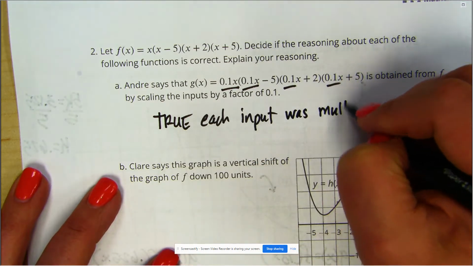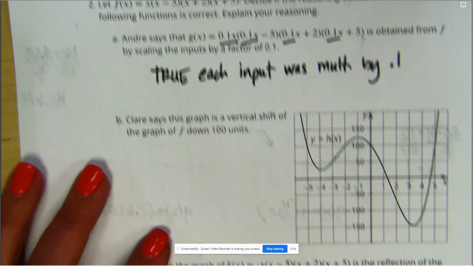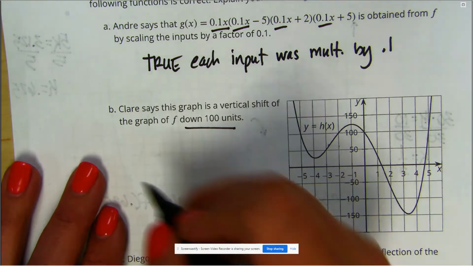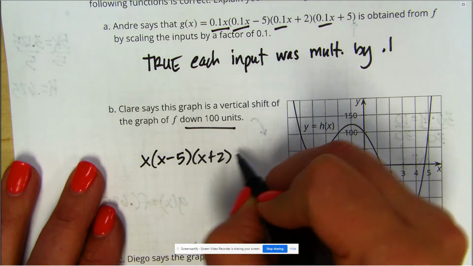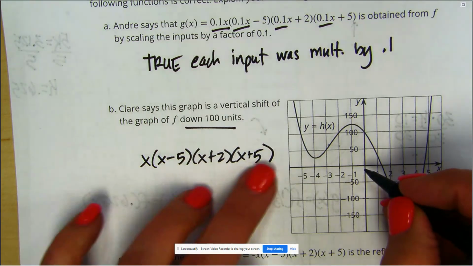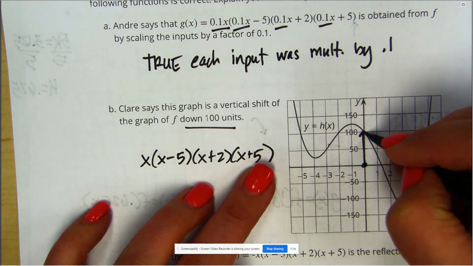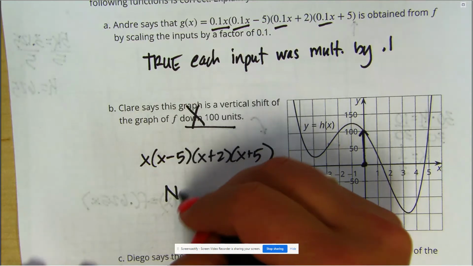Claire says this graph is a vertical shift of the graph down 100 units. Well, the original function has a y-intercept of 0. Imagine if you put a 0 in here, right? It would get 0, 0. So this graph has been actually shifted up 100 units, not down. So this is not true.